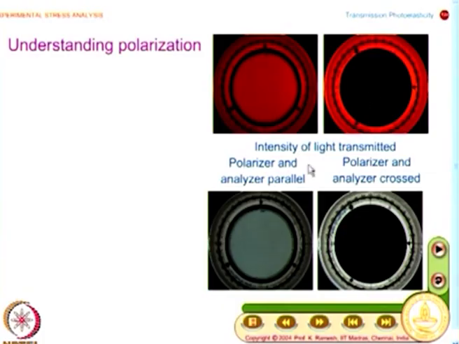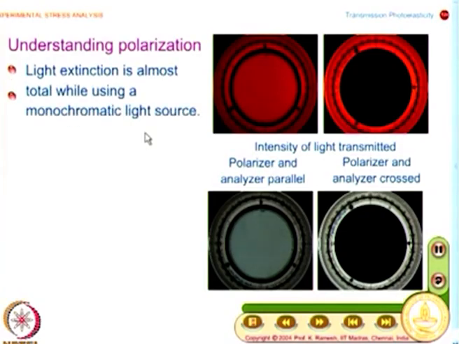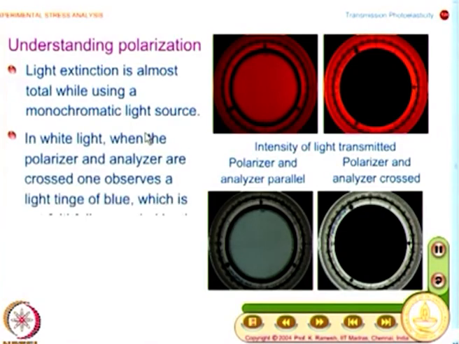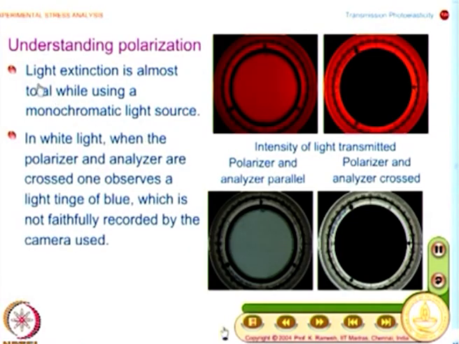The background is bright in one case and dark in the other, and a similar thing happens here. But in the actual experiment, you will see a light tinge of blue, which is not seen here because of color reproduction: it is recorded by a camera, converted into the computer, and then you view it, so there is a difference. What you find here is that light extinction is almost total while using a monochromatic light source. When I have a light source of a single wavelength and I put a polarizer and analyzer, light is completely cut off.